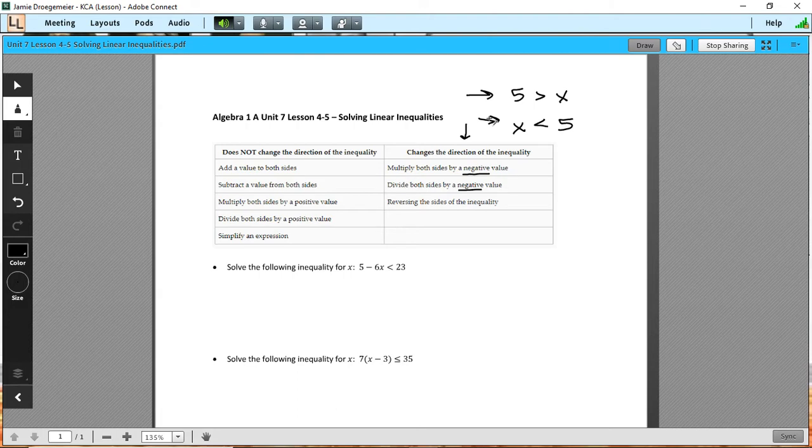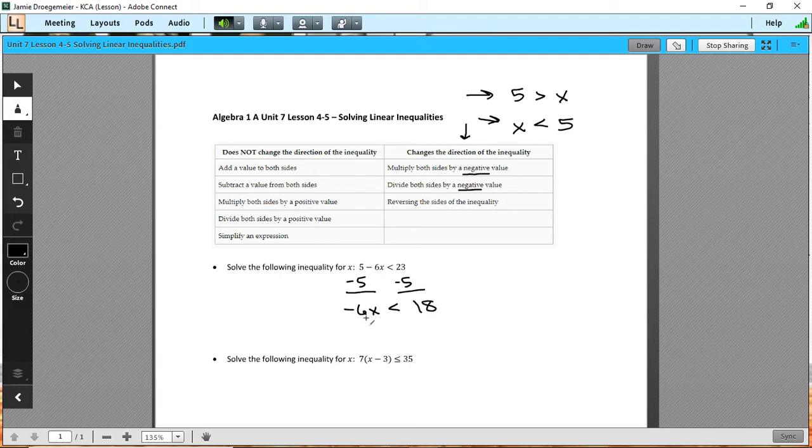For this first one, we want to solve this inequality for x. We have 5 minus 6x is less than 23. Just like we would if we were solving an equation, if this was an equal sign here, we want to get that x term isolated or by itself. So I would start solving this by subtracting 5 from each side, because I want to get that x term by itself. That's going to leave me with negative 6x less than, and 23 minus 5 would be 18.